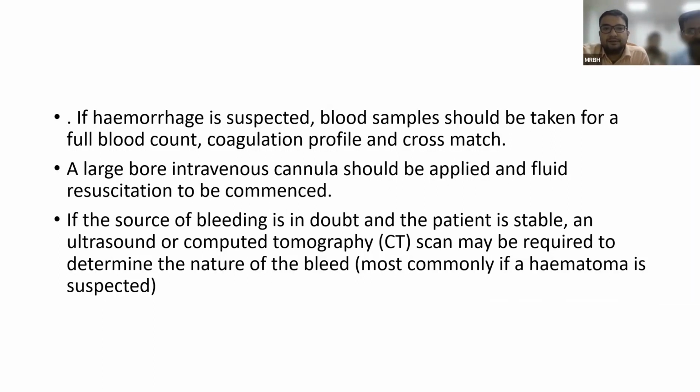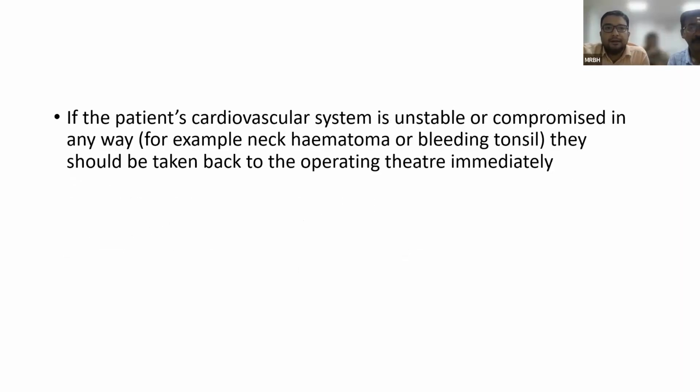If the source of bleeding is in doubt and the patient is stable, an USG or a CT scan may be required to determine the nature of the bleed, most commonly if a hematoma is suspected. If the patient's cardiovascular system is unstable or compromised in any way, for example, neck hematoma or bleeding tonsil, they should be taken back to the operating theater immediately.